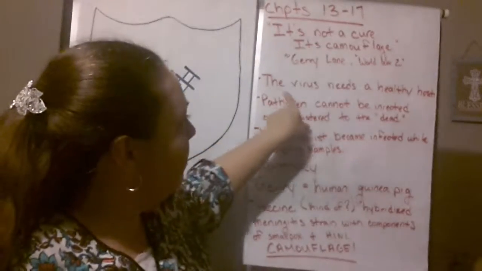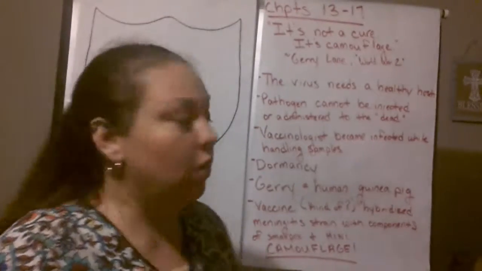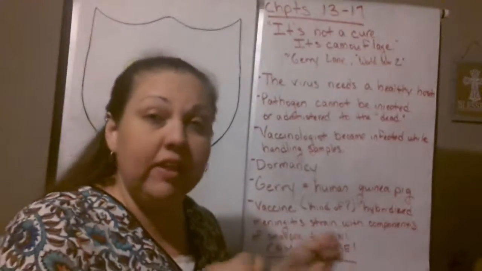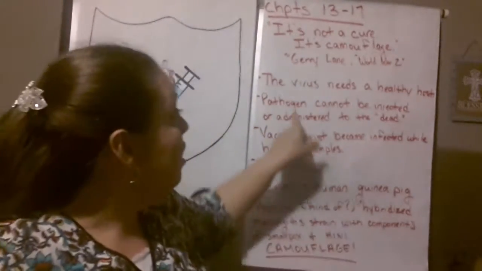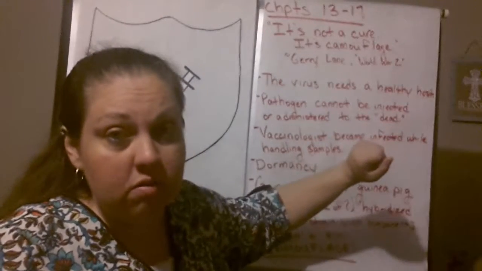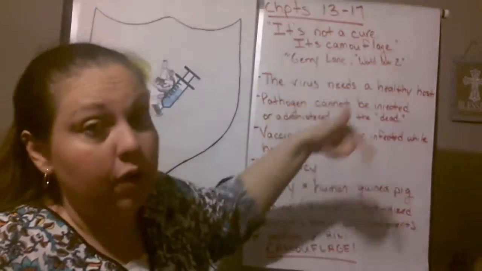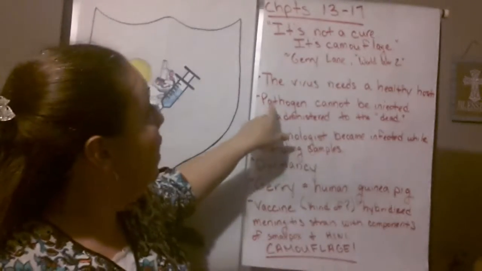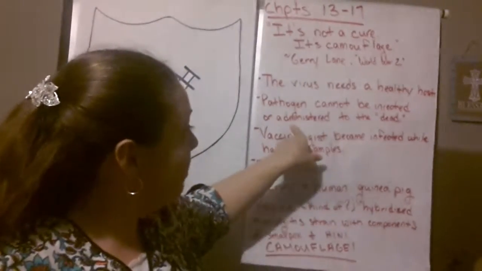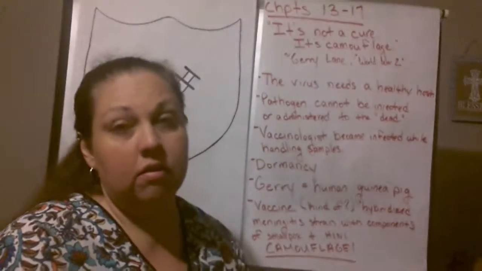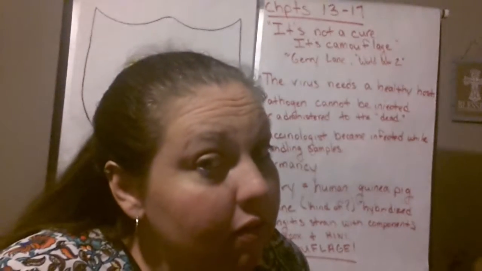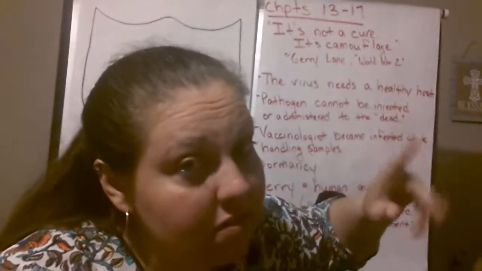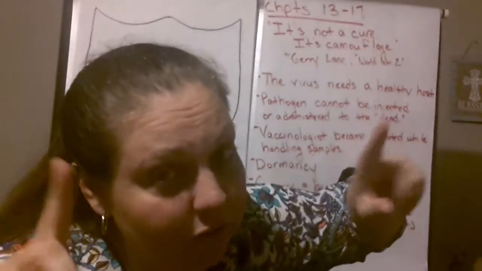So we find out that the virus needs a healthy host. If you notice, these are even getting longer statements than before. We're learning specific things, more information. So the virus needs a healthy host. Okay? That's what we kept learning over and over again by who's affected and not infected, right? The pathogen cannot be injected or administered to the dead. You guys remember why? Something to do with the heart and the veins, vessels. What's that called? Circulatory system.